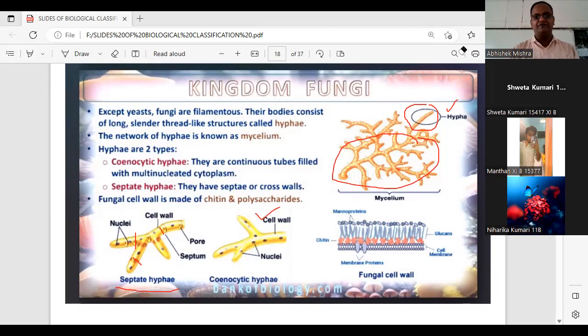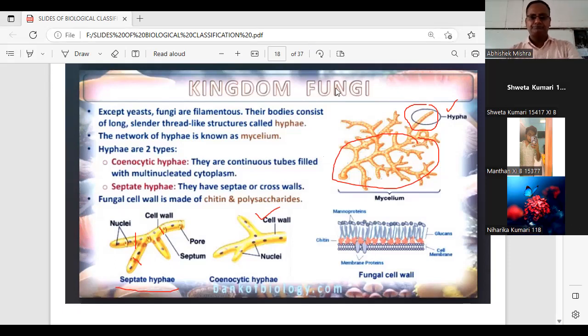So what is a hyphae? The hyphae are the thread-like structures. The group of the hyphae is called mycelium, and there are two types of hyphae. One is the septate, that means with division, and one is the aseptate, that is cenocytic, without division. So ultimately, you are seeing the types of hyphae.